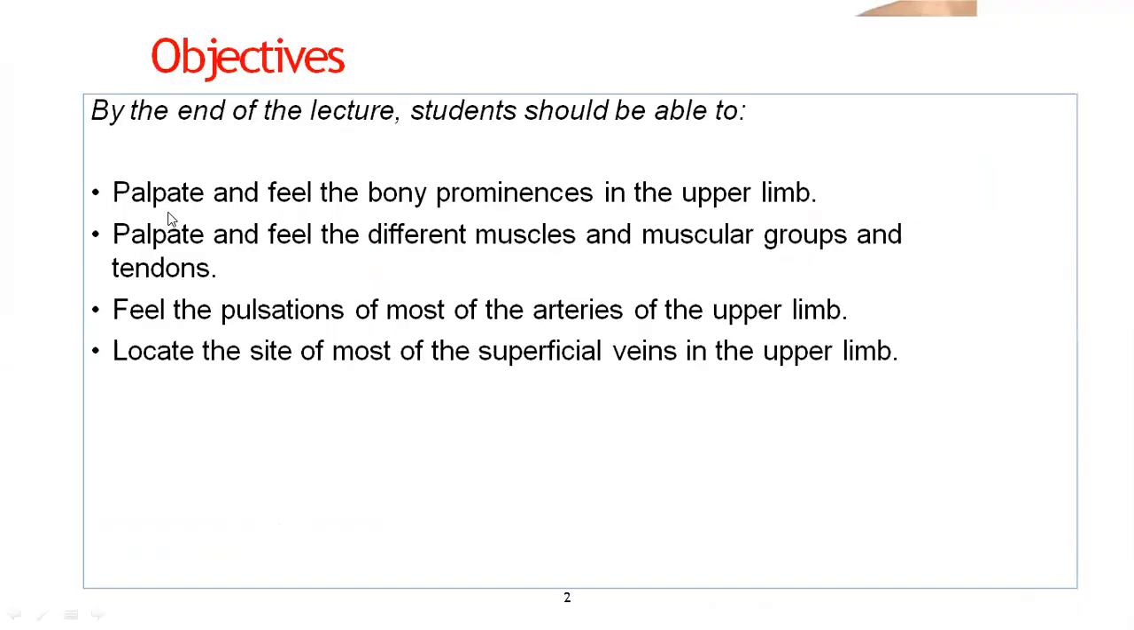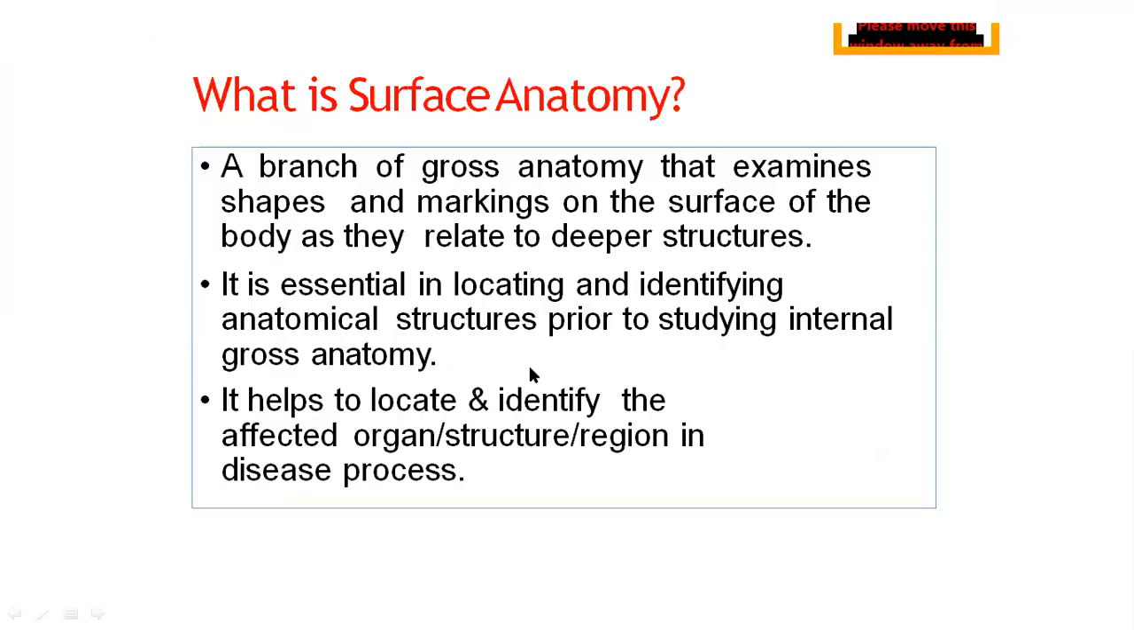Now the objectives. By the end of this lecture, you should be able to palpate and feel the bony prominences in your own body; try to check as we proceed. Palpate and feel different muscles and muscle groups and also tendons. Feel the pulsation of most of the arteries of the upper limb, especially the radial artery. Locate the site of most of the superficial veins in the upper limb. I hope you remember the names: the superficial veins, cephalic vein, basilic vein, median cubital vein.